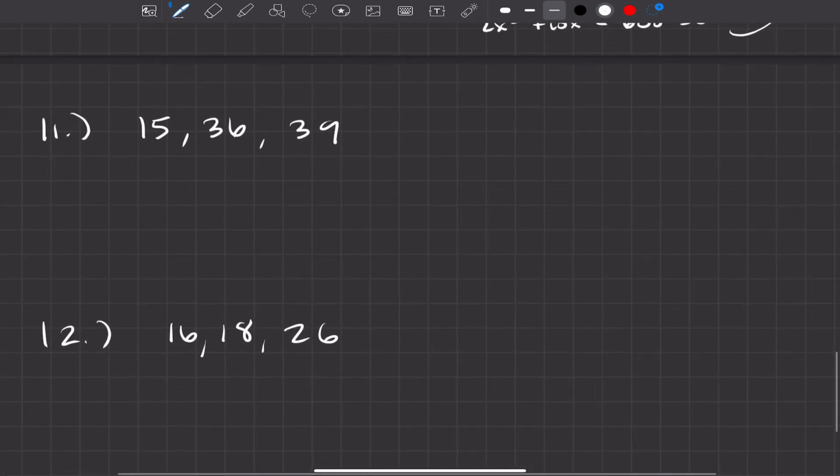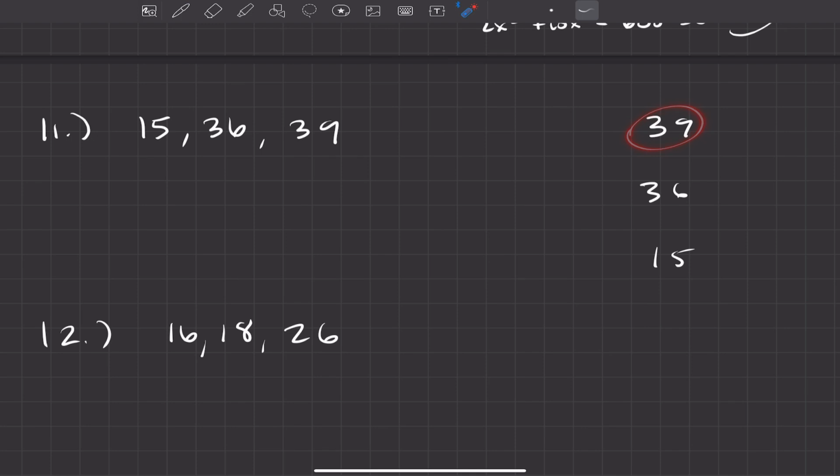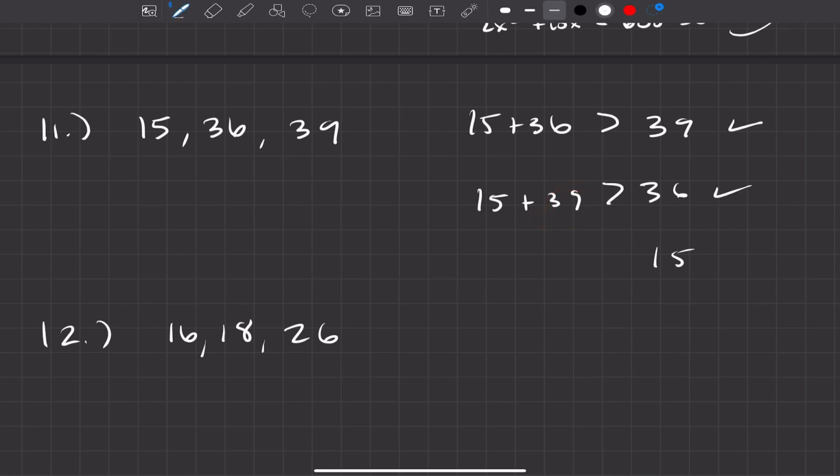Number 11. So you're going to determine whether the set of numbers form a triangle. If so, what type of triangle is that? Is it acute, obtuse, or right? So what I like to do is I'm going to write those three numbers just like so. I have 39. What are the numbers not 39? 15 plus 36. Is 15 plus 36 greater than 39? Yes. Now let's take a look at 36. I'm going to choose 15 plus 39 because those are the numbers not 36. You can obviously see that 39 is greater than 36, so you can go ahead and put a check mark for that.